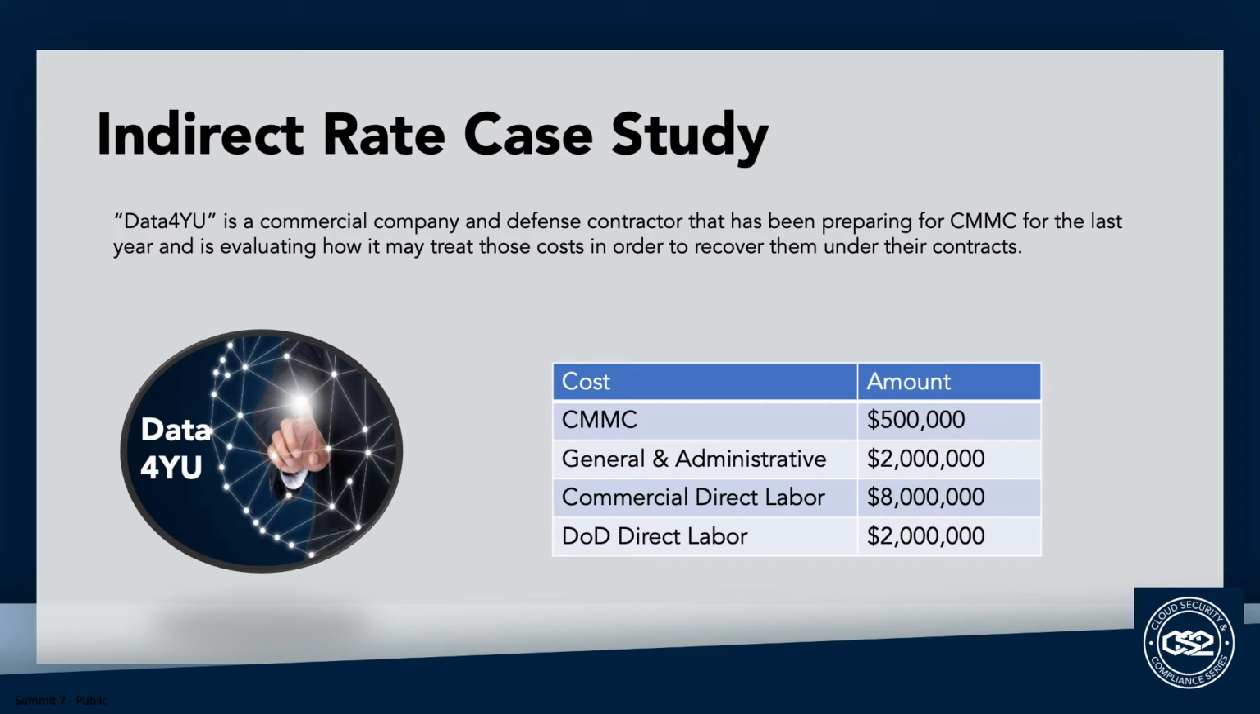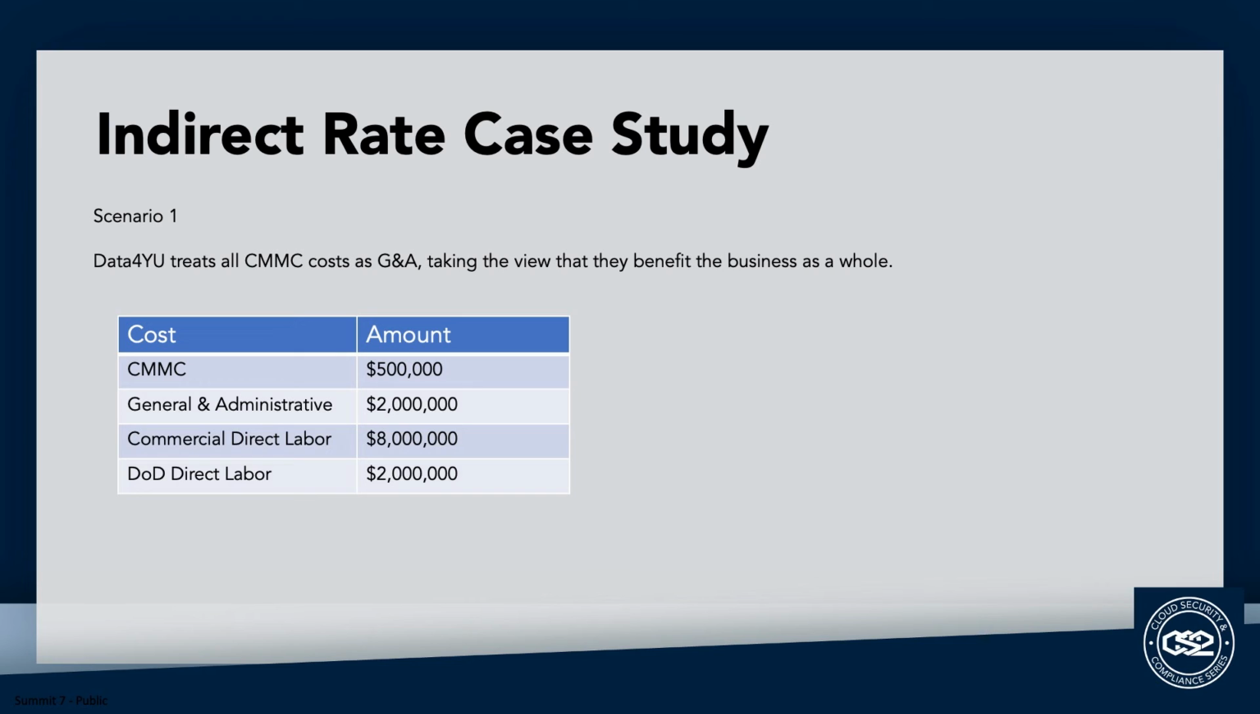In addition to that, you've got G&A costs of $2 million, just cost of running your business. You've got commercial direct labor of $8 million and DoD labor of $2 million. So there's your split, 80-20 commercial and DoD work. Under scenario one, right, Data for You says, look, we're going to use this as an opportunity to increase security across our business. 171 is a great framework. We think we're going to grow our DoD business in the future. Let's just put these everywhere.